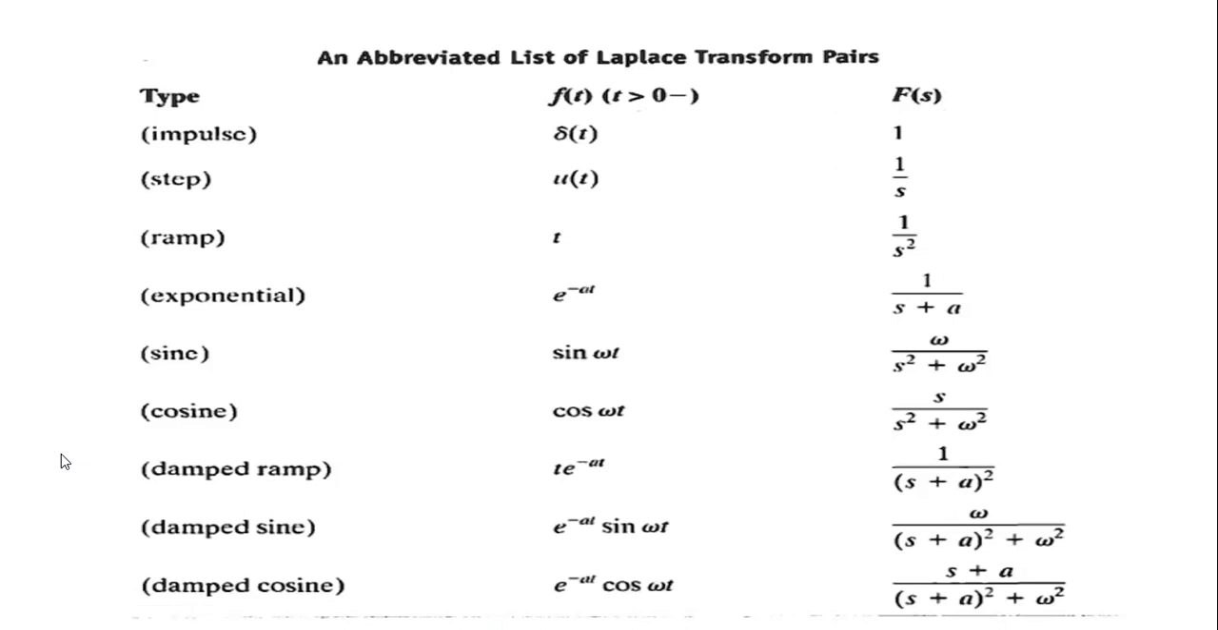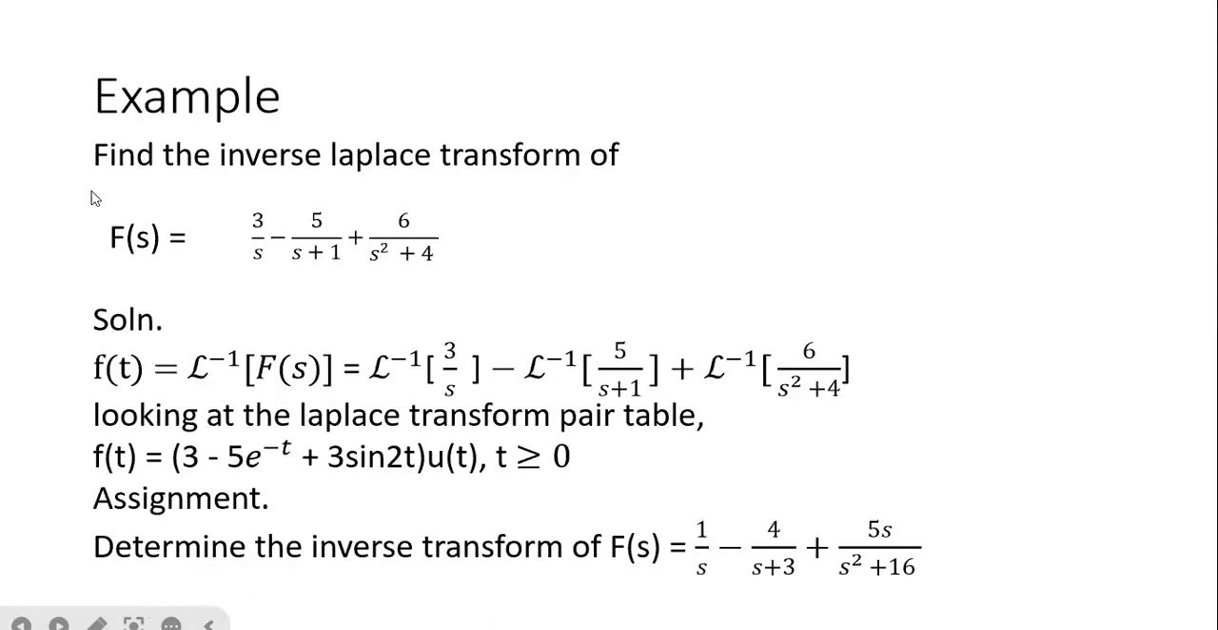So let's continue. Now let's look at an example. We say find the inverse Laplace transform of this function. Now you can see this is F of s equal to 3 over s, minus 5 all over s plus 1, plus 6 all over s squared plus 4. Now, how can we deal with this function?